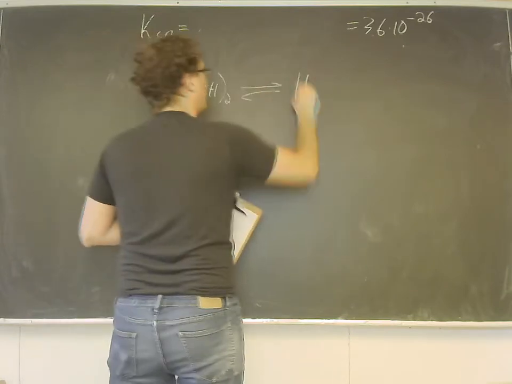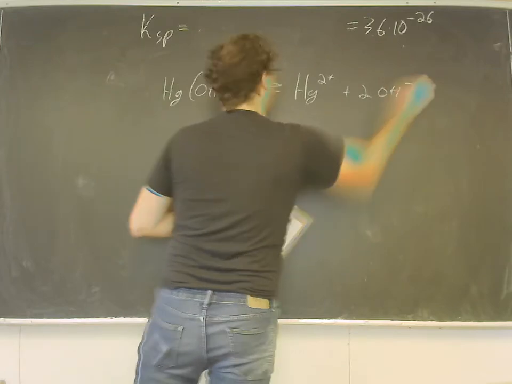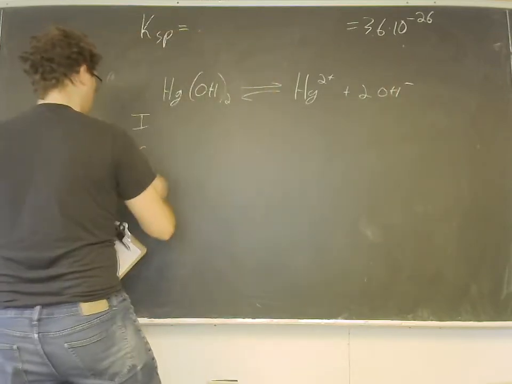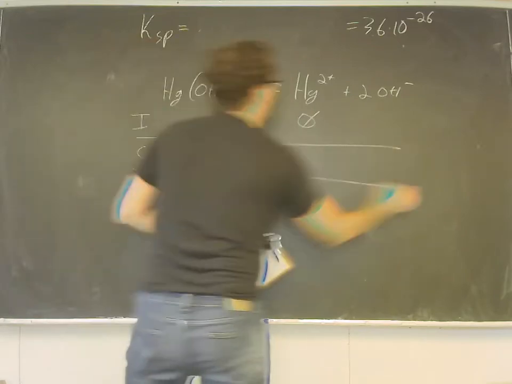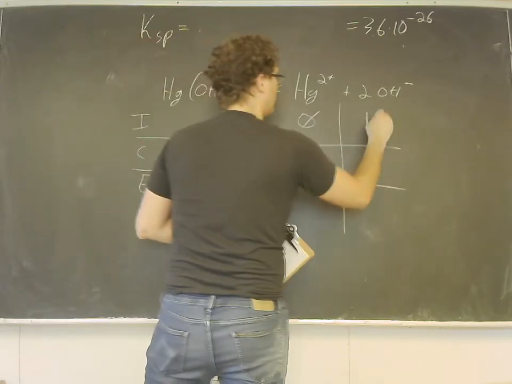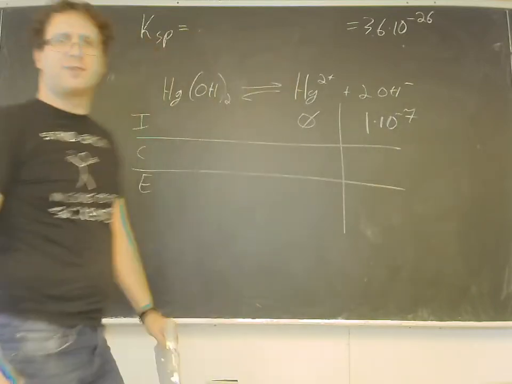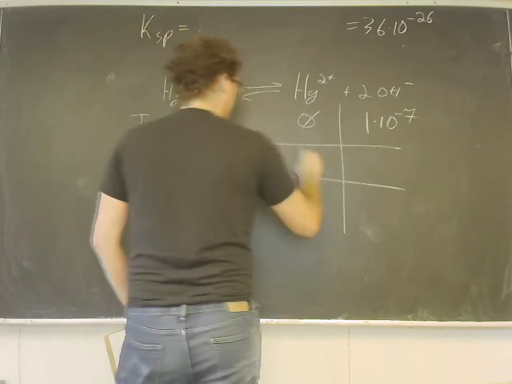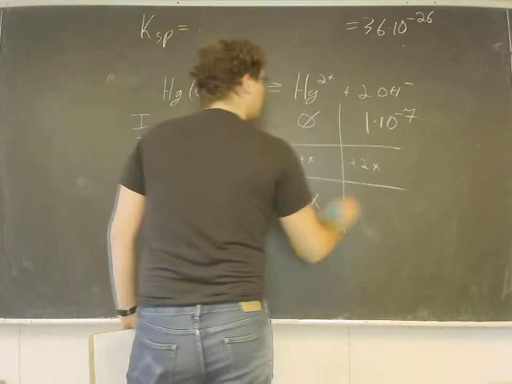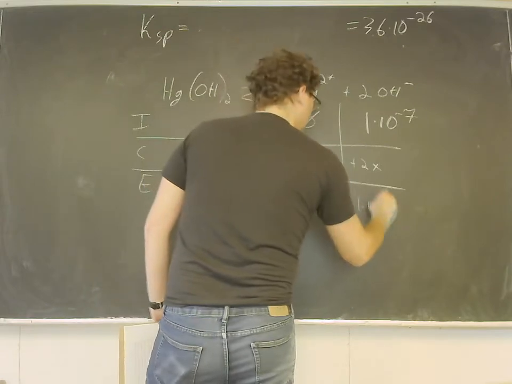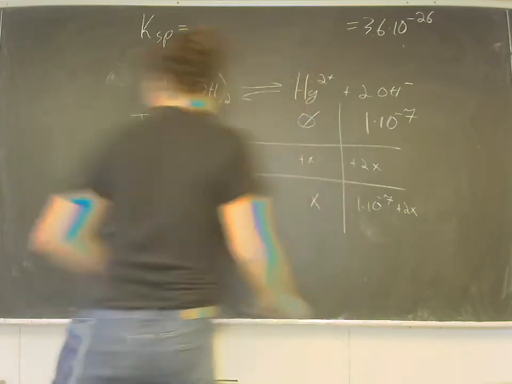Considering that we have initial amounts of hydroxide even for neutral water. It's going to be 1 times 10 to the negative 7th molar, right? That's the amount of hydroxide in neutral water. And so now we'll get plus x and plus 2x. And now we're going to get x and 1 times 10 to the negative 7th plus 2x. And this really changes things.